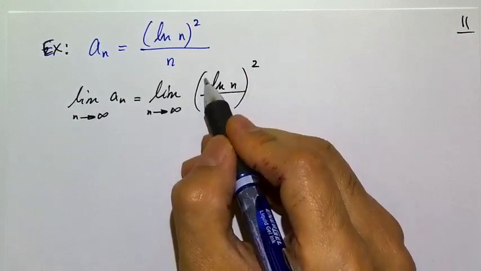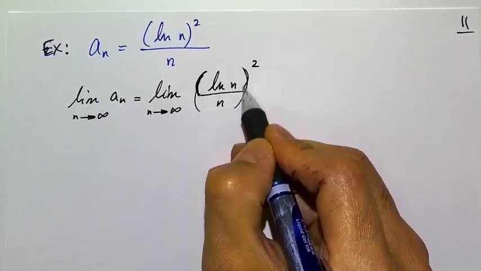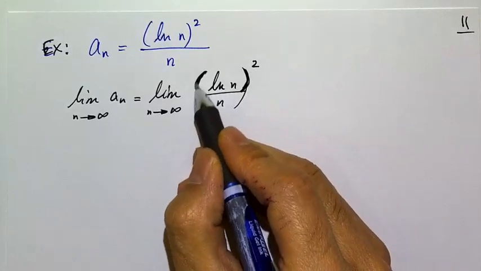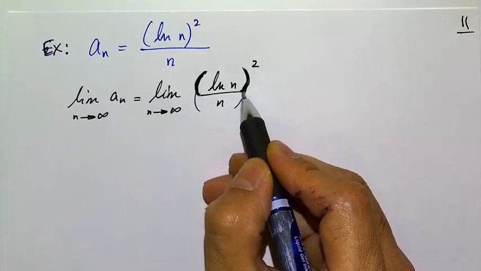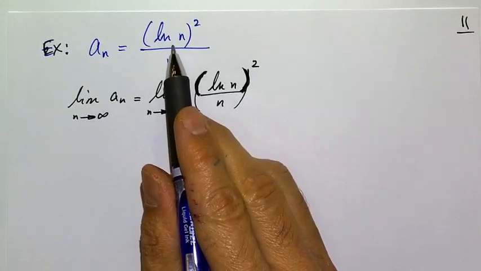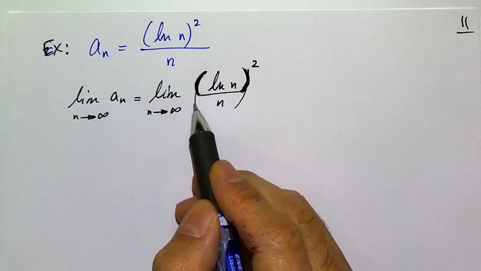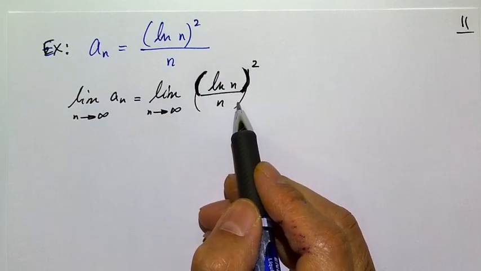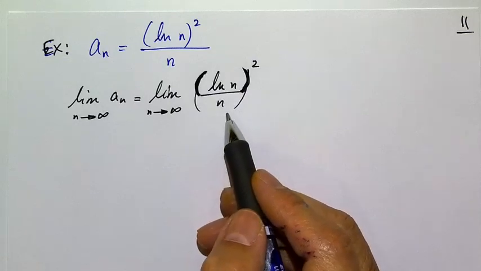Sorry, this parentheses should end here. I will fix this before posting these lecture notes on Canvas. So this power belongs to the numerator, as you can see here. This part of the parentheses should be erased. I'll do that before posting this on Canvas.